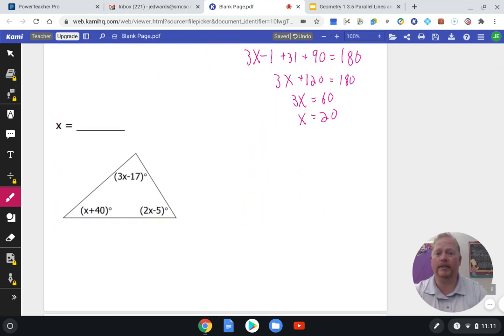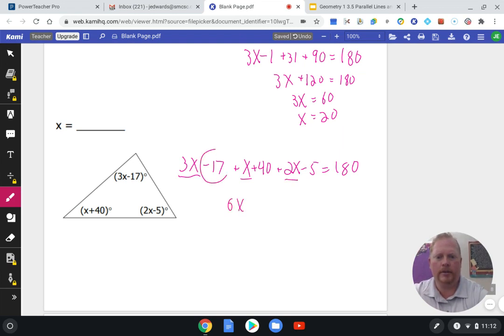But still going to do the same process. Add up all three angles, and they equal 180. So 3x minus 17 plus x plus 40 plus 2x minus 5 equals 180. Combine your like terms. So 3x, x, and 2x make 6x. Negative 17, positive 40, that's 23 right there. And then minus 5, that gives you positive 18.